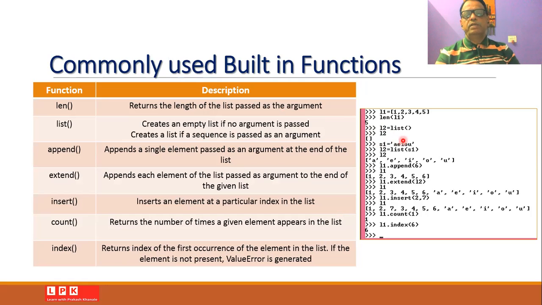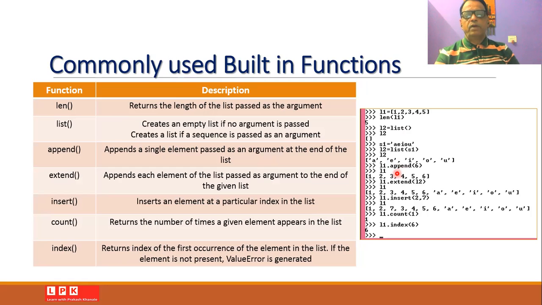If I write S1 is equal to 'AEIOU', a string, and then write L2 equals list(S1), and I display L2, I will find that a list will be created consisting of the elements A, E, I, O, U. The append operation will append a single element passed as an argument at the end of the list. So whenever you want to add a new element into the list, you can make use of append.